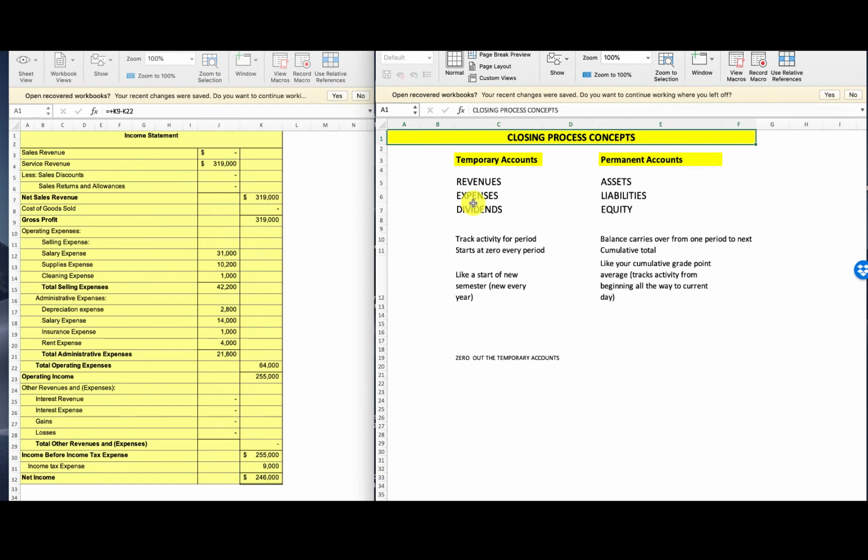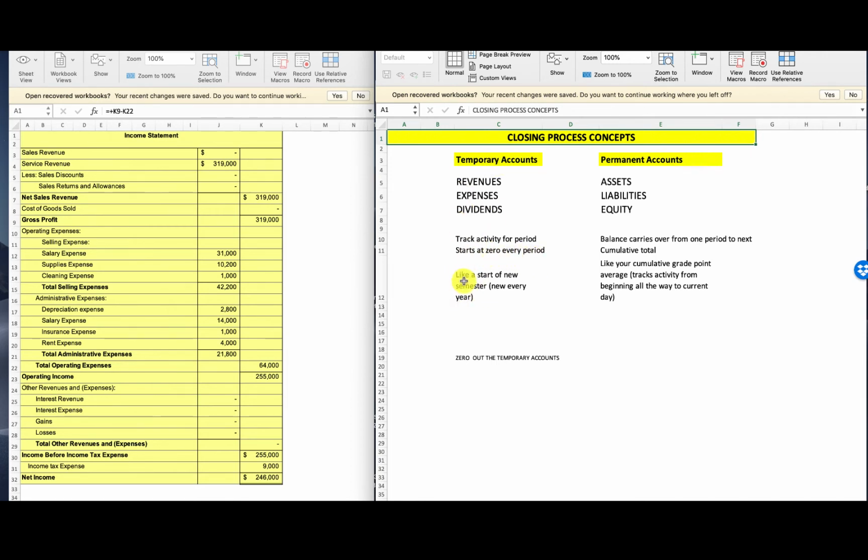Because when you get to 2022, you don't want to have income from 2021 still in the account for 2022, because now that 2022 information is going to have 2 years of data, and you don't want that. So temporary accounts are revenues, expenses, and dividends, and the whole point is to zero these out and get ready for the new period. So the temporary accounts track activity for the period. They start at zero every period. So every year, every month, every quarter, they start at zero.